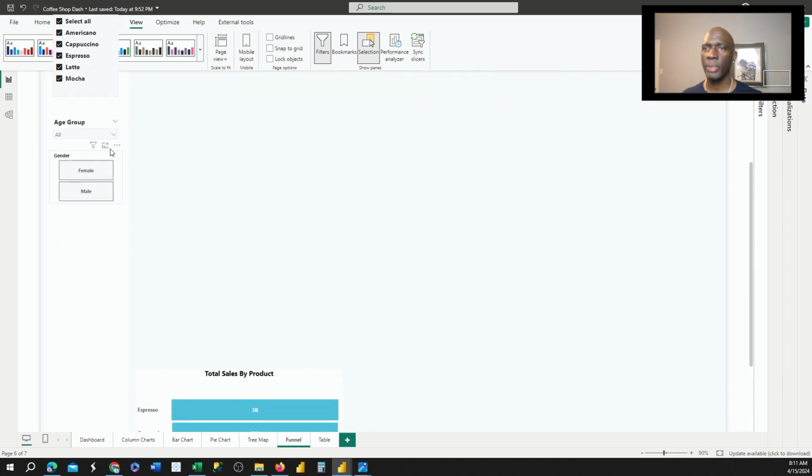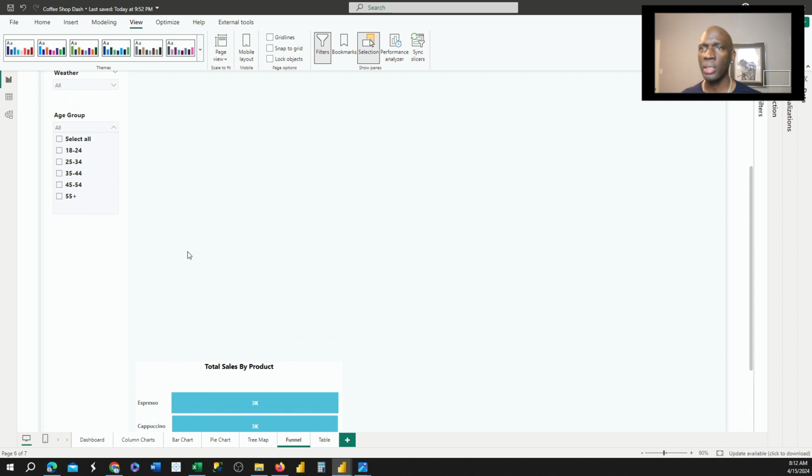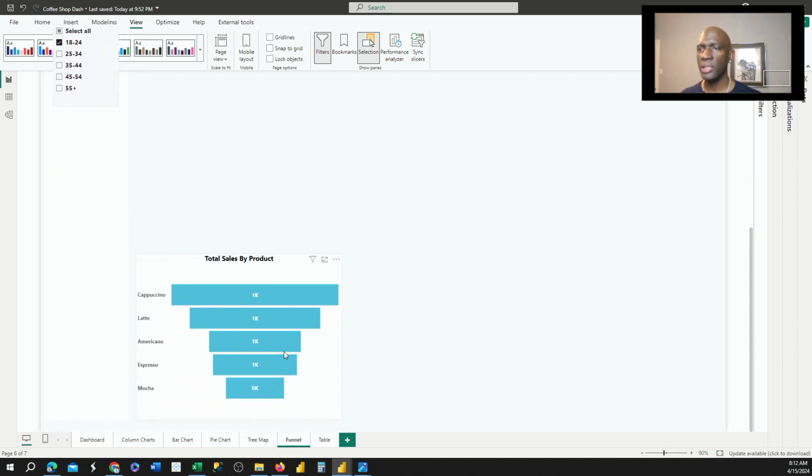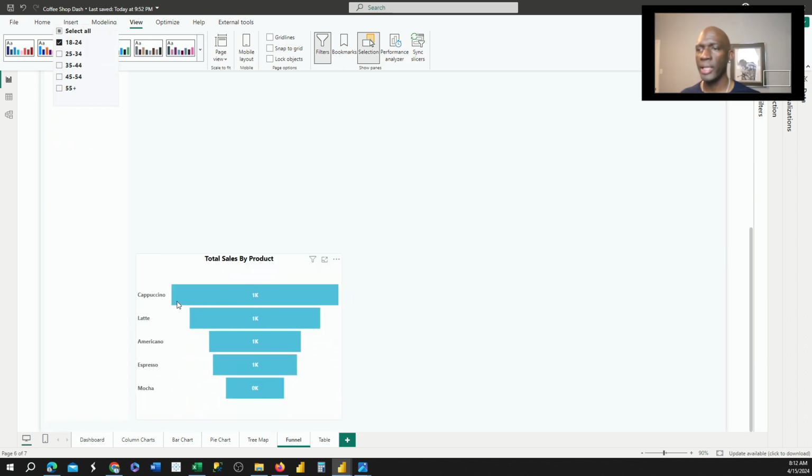So let's look at product by age group. Who is actually buying, or, well, we've got total sales by product. So now we say total sales by age group. And now we see that 18 to 24-year-olds are primarily buying cappuccino.